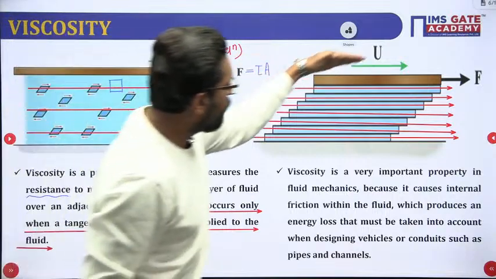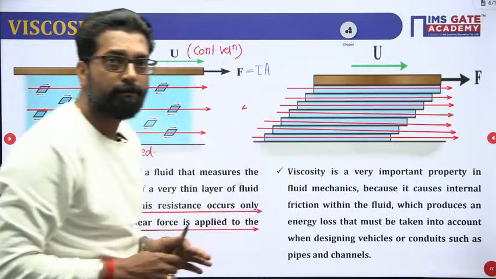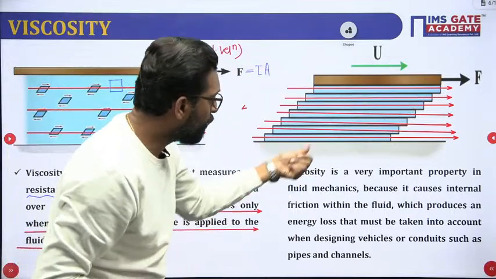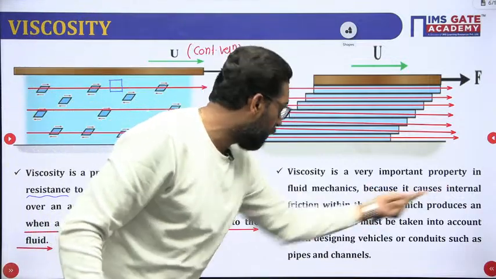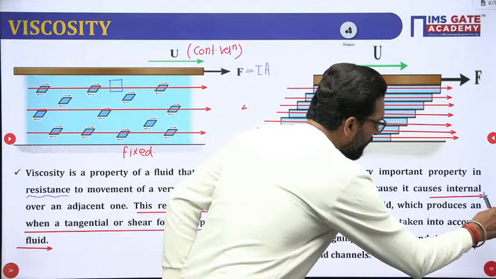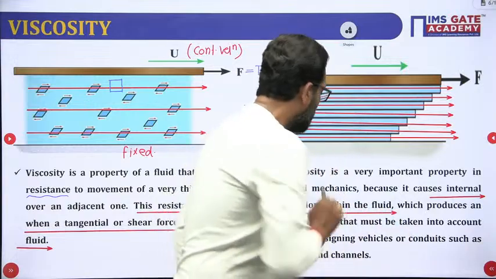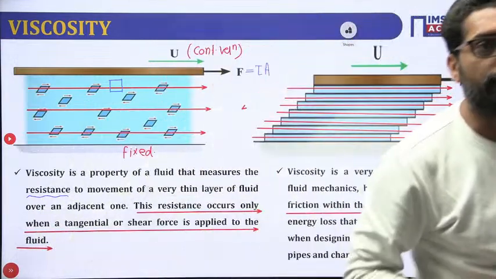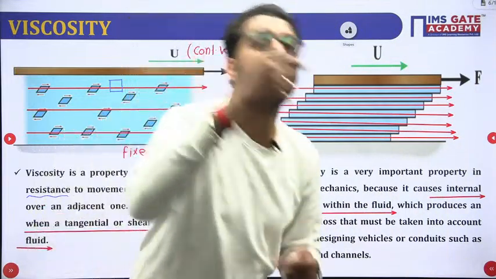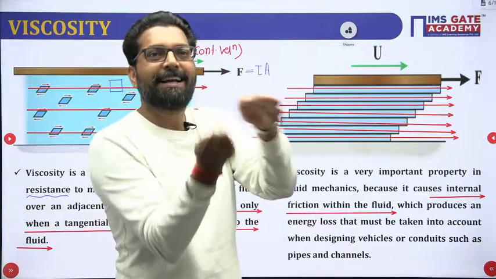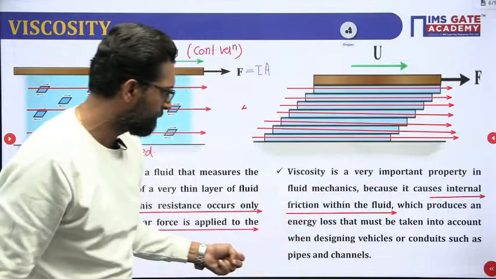If you quantify, you have to assume different thin layers. Why? Because the fluid continuously deforms. That means viscosity is a very important property in fluid mechanics because it causes internal friction within the fluid. Viscosity is an internal mechanism due to the fluid itself. A layer of the fluid will create a resistance to another layer of the fluid. So it is an internal resistance.